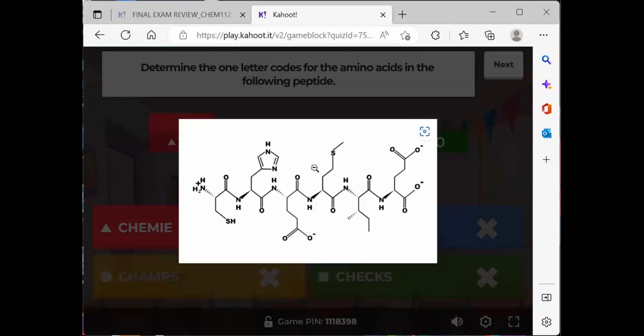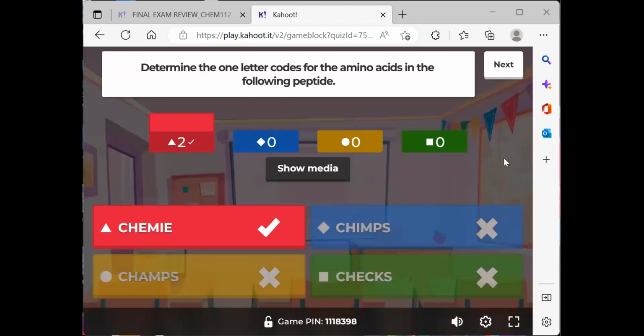Any questions when it comes to peptides and determining their 1-letter codes? Because I can see that the 2 students that answered get this. If this concept is hard for you, make sure that you review the notes, that you look at the lecture videos, and more importantly, that you try the chapter quiz, because there's about 3 or 4 problems in the chapter 10 quiz that deal with this type of question.